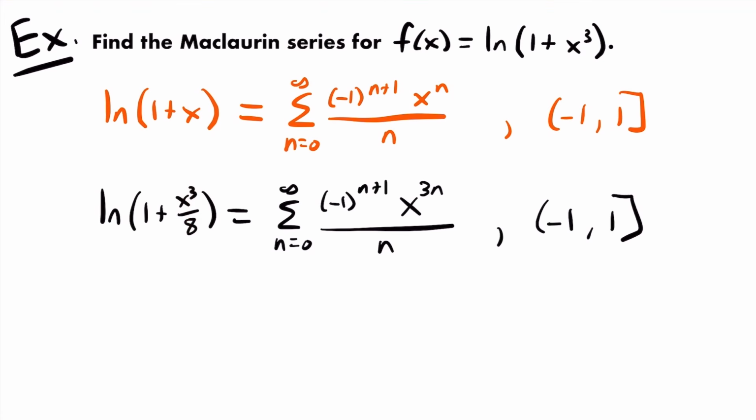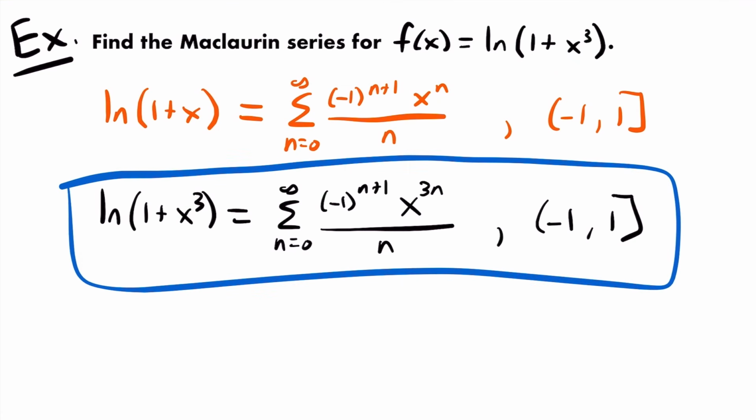And let me just rewrite this back to what it's supposed to be. Instead of x cubed divided by 8, we should just have x cubed. Okay? And so this is the final answer for this example.